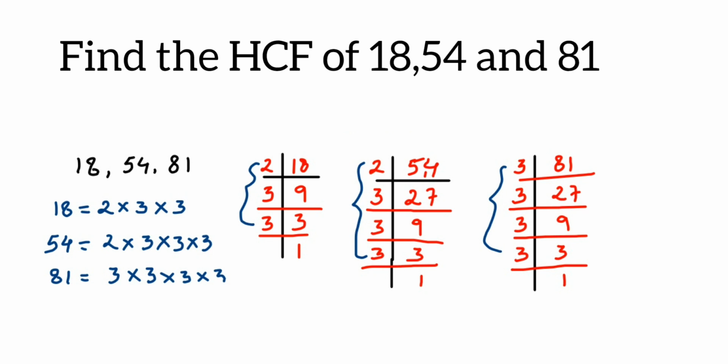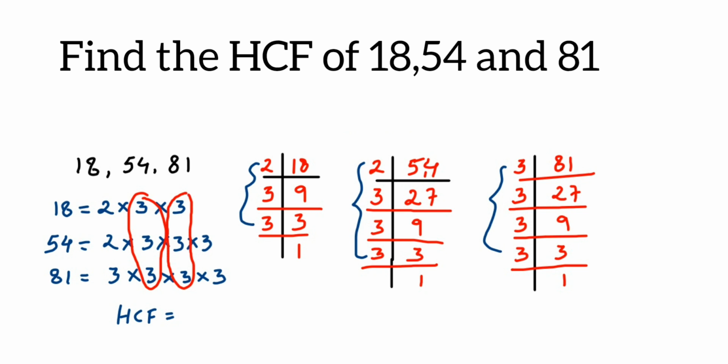Now once we have done this, you should take a prime factor which is present in all the three. For example, here if you see, the 2 is present only in this 18 and 54, right? It is not present in the factors of 81. So you should not take the 2. Now, I can take this 3. Okay, let me circle it. If you see this one, this 3 is present in all the 3, right? So this is forming one common factor, one set. Similarly, for this 3 also, I got another one.